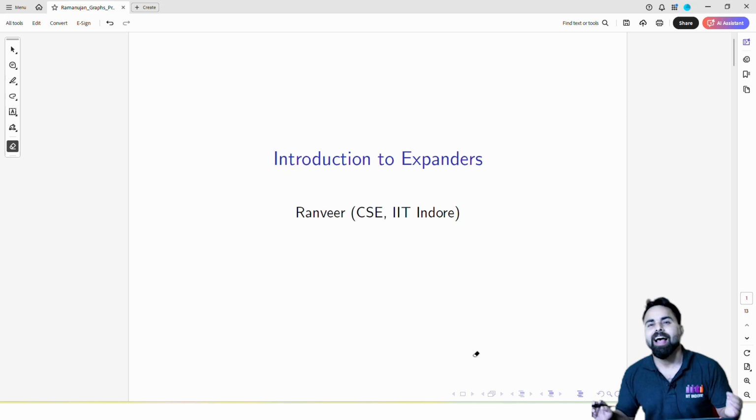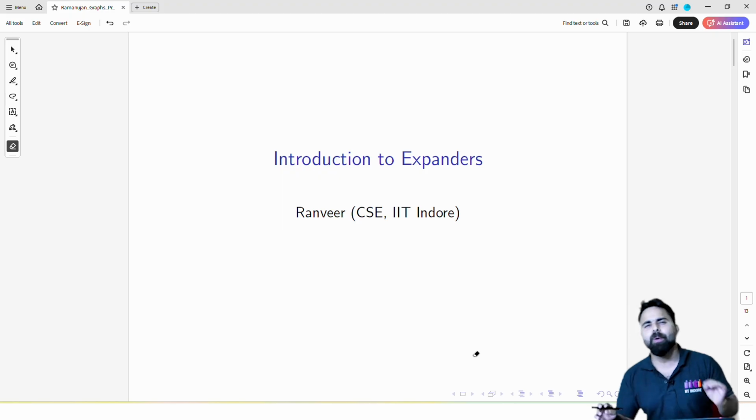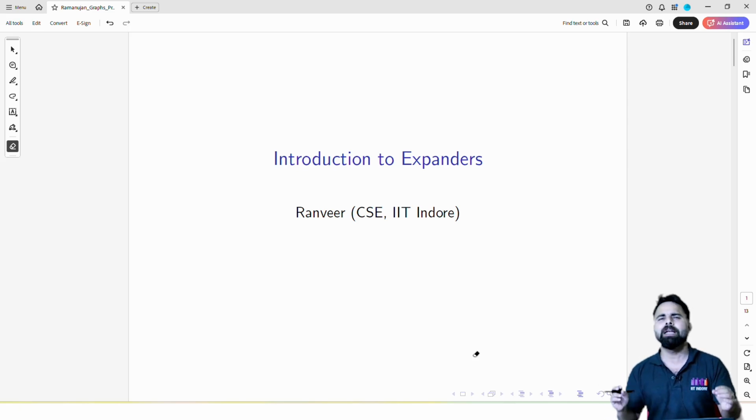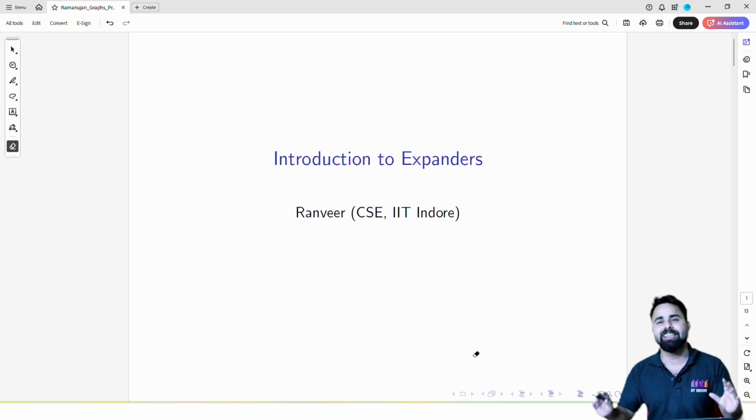In this lecture and subsequent lectures, we will be talking about expanders and Ramanujan graphs. One of the most beautiful classes of graphs, one of the most useful classes of graphs. By the way, I will be making use of slides here because the topics are slightly advanced, so I will not be proving many things. Sometimes I will be proving, and that time I will be making use of the writing pad. Otherwise, I will be using slides here.